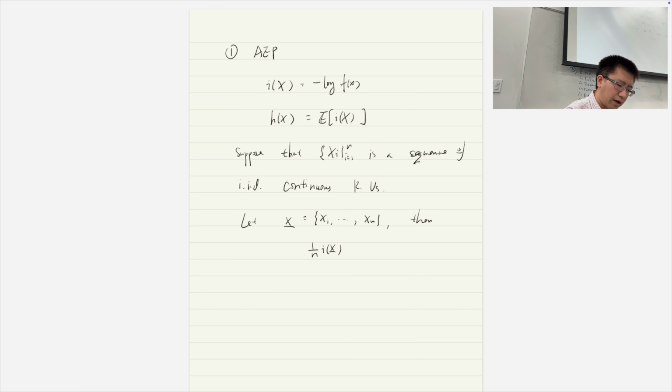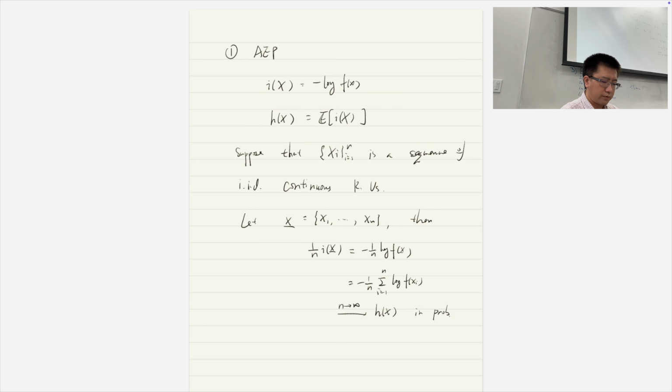So this guy will equal to this. Since they are IID, we can separate them. Basically this will be the sum over log f(xi), i from 1 to n. Then we let n go to infinity. Clearly this guy will converge to the differential entropy in probability.